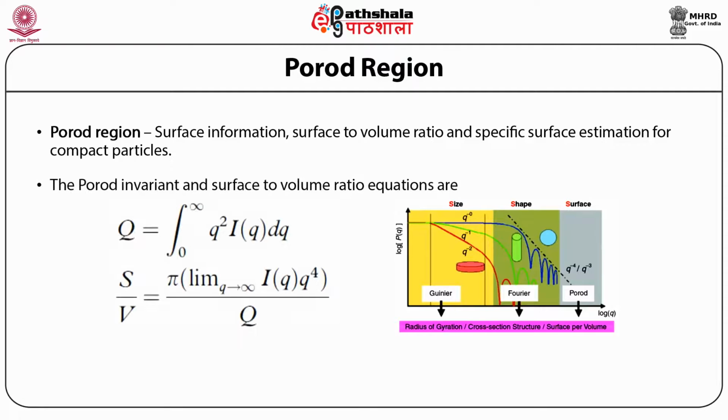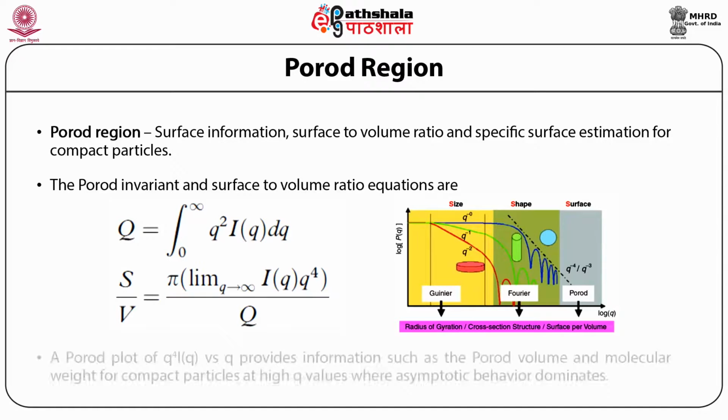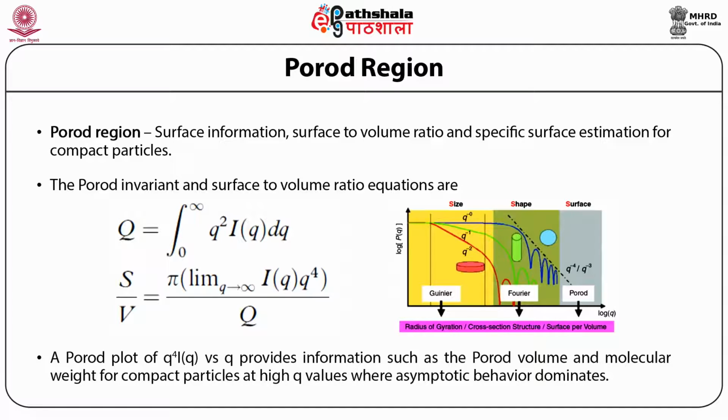The Porod invariant, which is given by the symbol Q, is shown in this equation, and surface to volume ratios are also given here. The log of the form factor is proportional to q^-4 for particles with uniform density. In the case of a Porod plot, that is a plot of q^4 I(q) versus q, it provides information about the Porod volume and the molecular weight for compact particles at high q values, where the asymptotic behavior dominates.